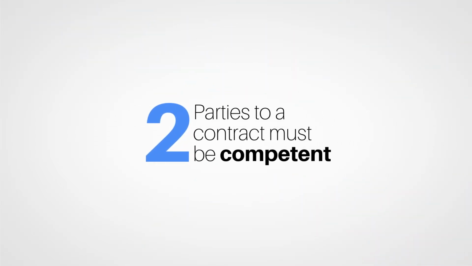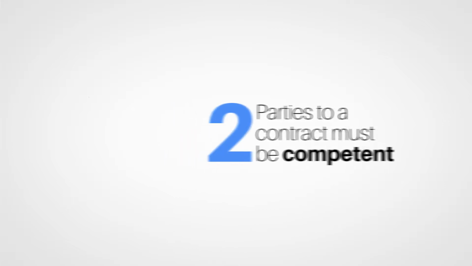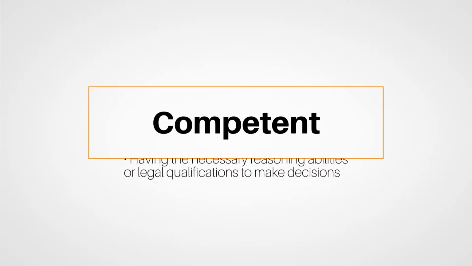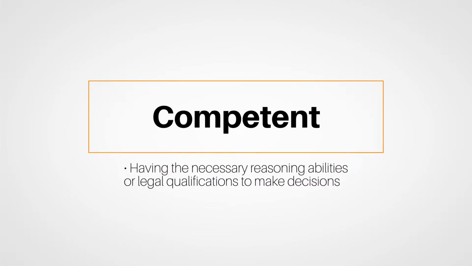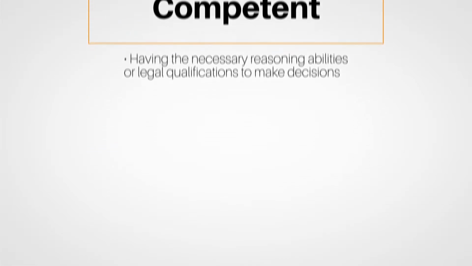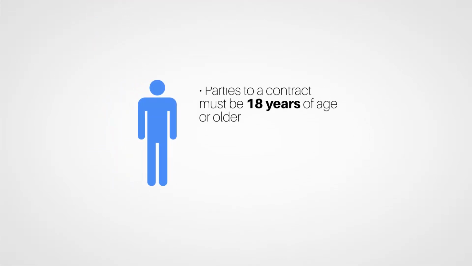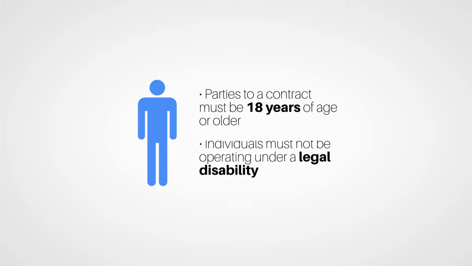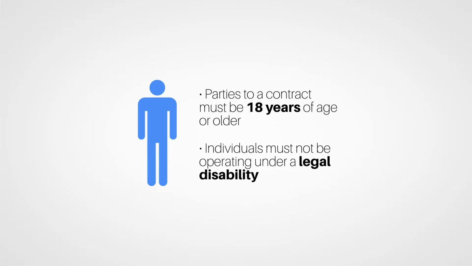All parties to a contract must be competent. While you might think that this simply means someone of sound mind, the legal definition specifies the characteristics they must have to enter into a contract. In real estate, all parties to a contract must be 18 years of age or older. Individuals must not be operating under a legal disability, such as a court-ordered guardianship.